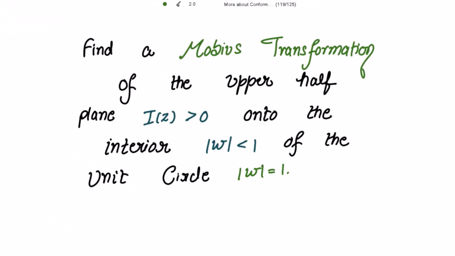Find a Mobius transformation of the upper half plane. Upper half plane means the imaginary part of z is strictly greater than 0, right? Onto the interior |w| strictly less than 1. That is the interior of the unit circle |w| = 1, right? So we need to find a Mobius transformation for this.